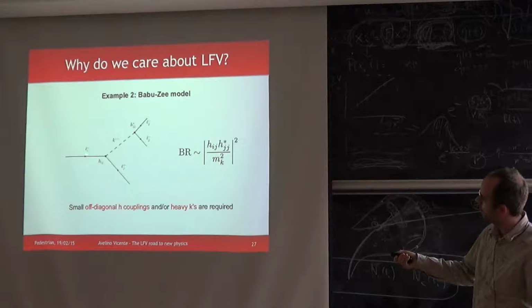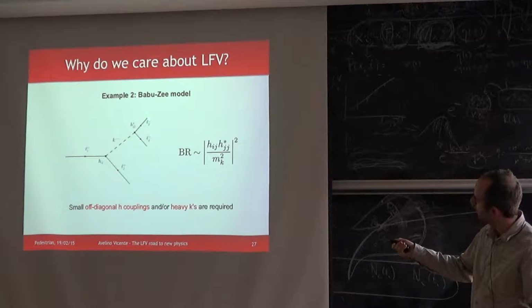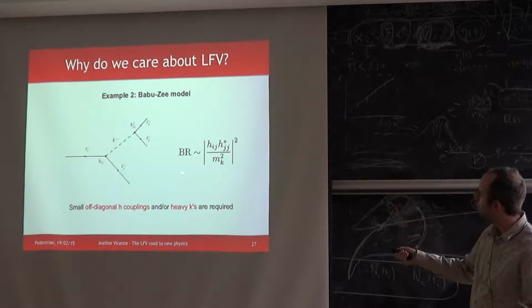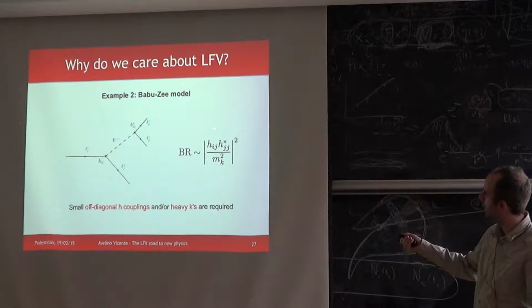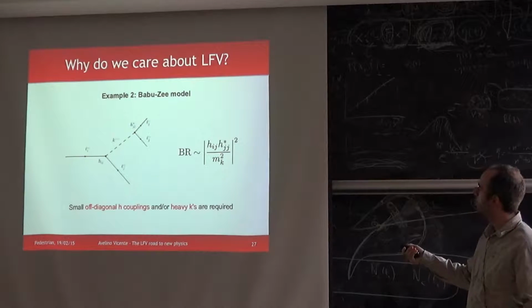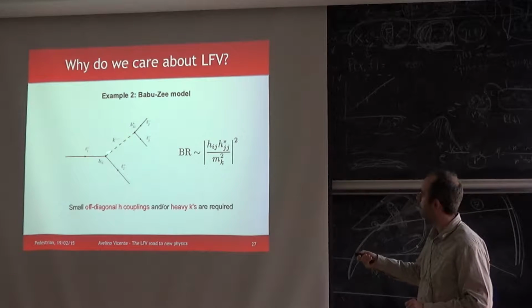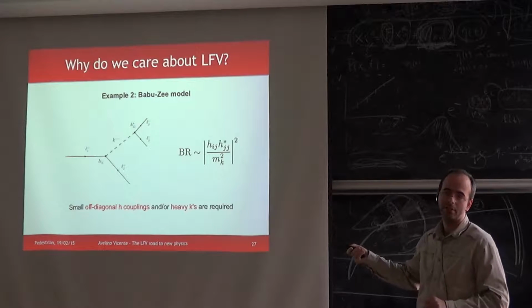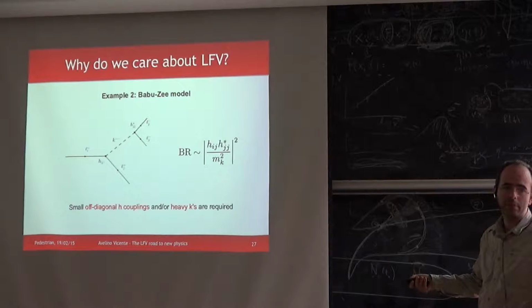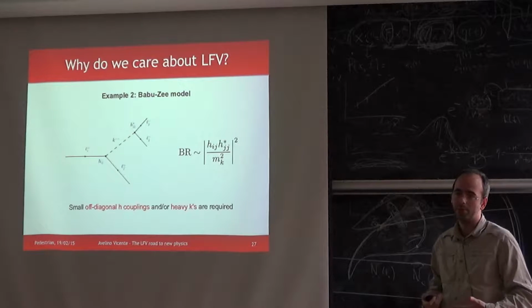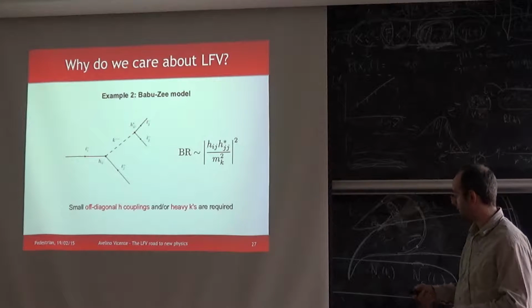So you have a lepton with a given flavor that can decay to 3 leptons of a different flavor thanks to these couplings. You calculate, and your branching ratio will depend on something like this. So either your off-diagonal couplings are tiny, or this particle here is very heavy, and then you get a suppression. So in general, in many beyond the standard models, you expect large lepton flavor violation. That's why this is important.